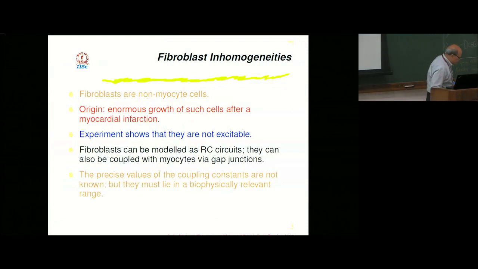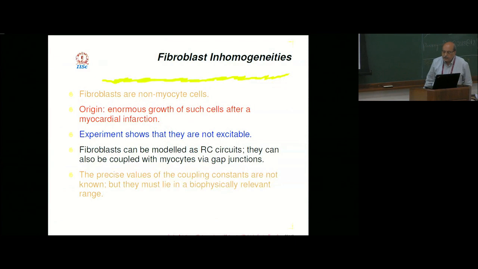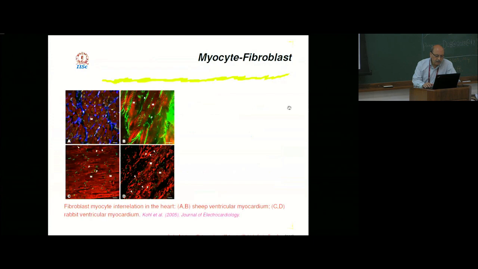There are certain cells called fibroblasts, which are not excitable in the sense that they won't display an action potential if you excite them in some way, but we can put them into models. Fibroblasts proliferate in many cases. Sometimes they proliferate in the process of wound healing, so in following a myocardial infarction, or they just increase with age.